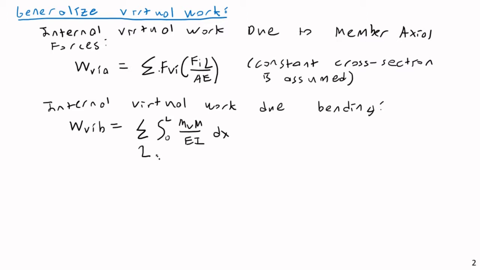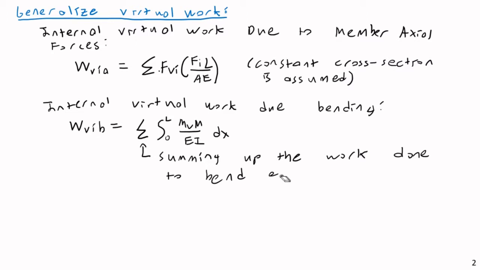And the sigma, we are summing up across individual members, summing up the work on each member in a frame. The work to deform each member in a frame. So hopefully this is already congealing in your head, or hopefully you can already see where this is going. So this is summing up the work done to deform each member, the work done to bend each member.